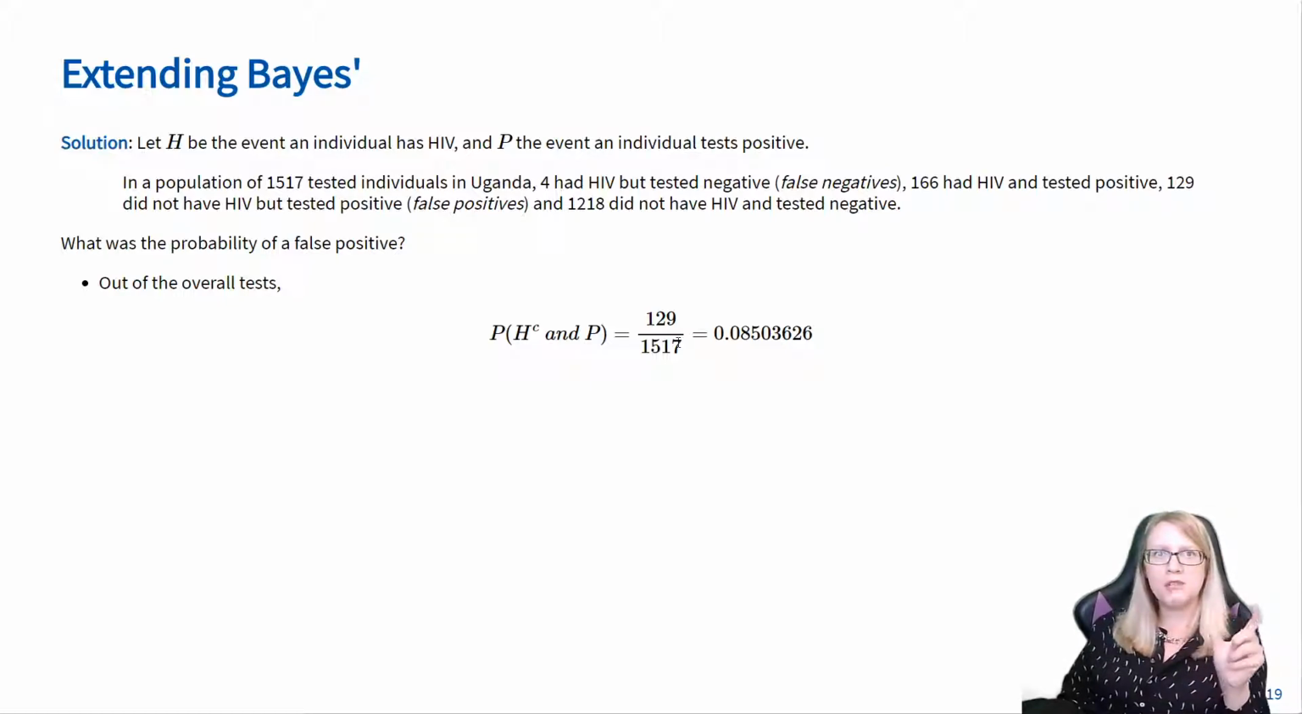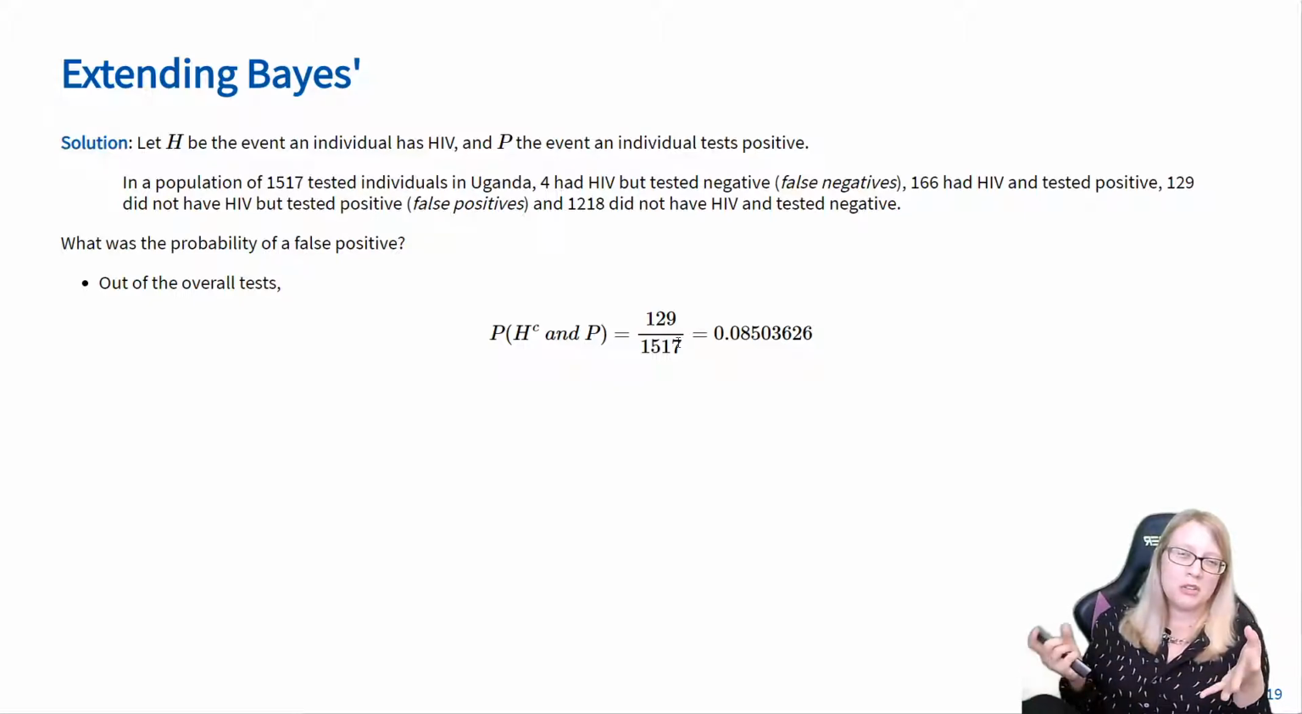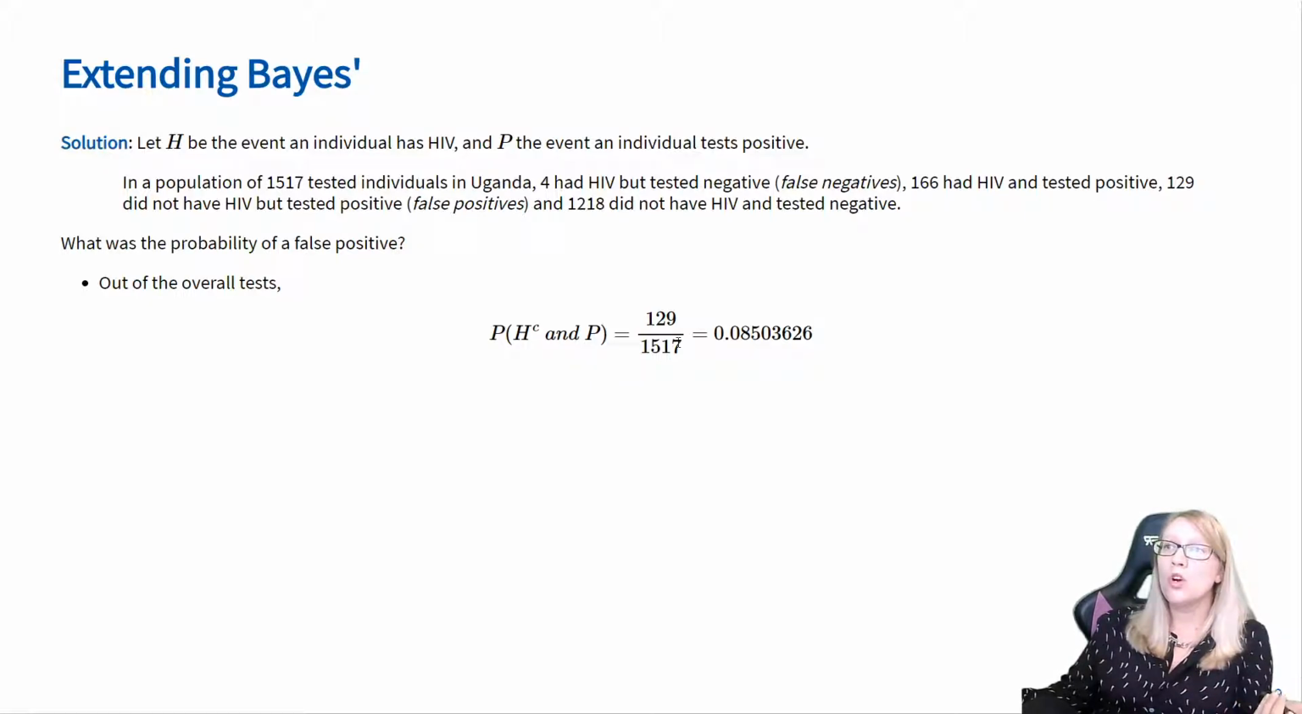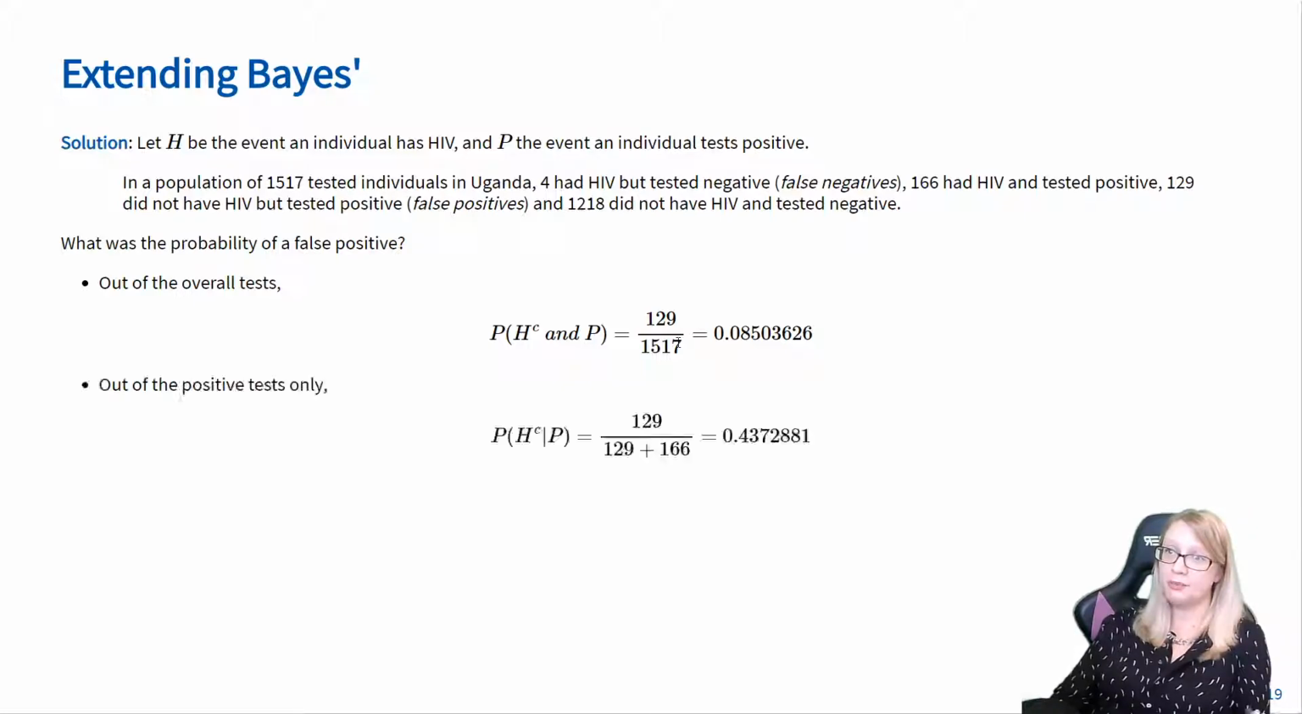Now, this false positive terminology in the health sciences can be a little misleading because it's used in different ways. Some people will refer to false positives as being an unconditional probability. Others will refer to it in a conditional way, and we'll see what we mean. So what's the probability of a false positive out of the overall tests? So unconditionally. Well, there were 129 false positives, people who did not have HIV but tested positive, out of 1,517 total, so about 8.5% of the overall tests are false positives.